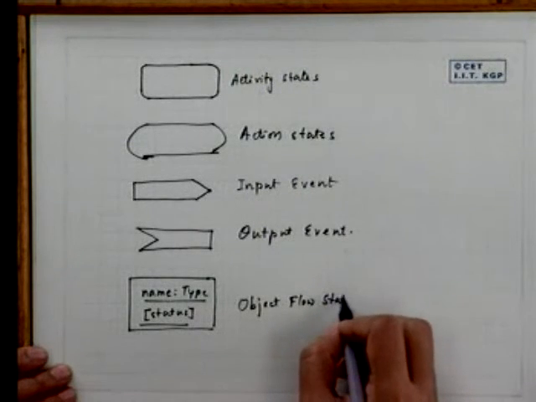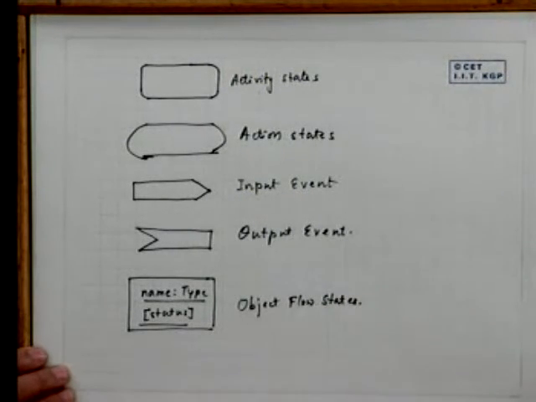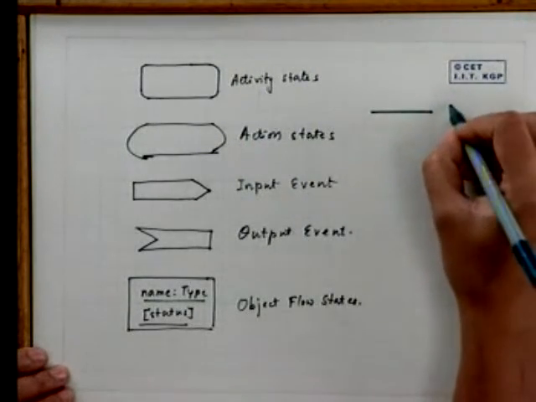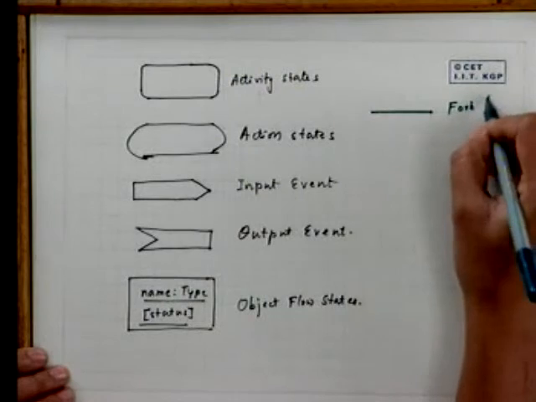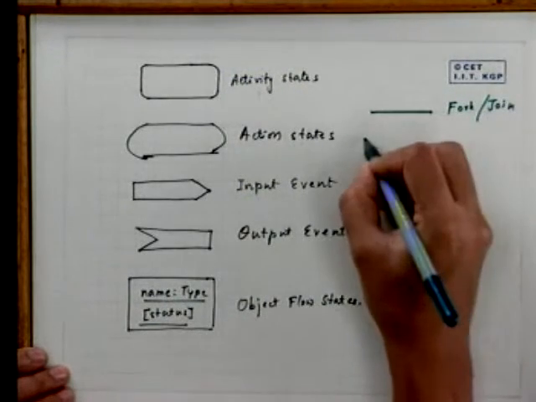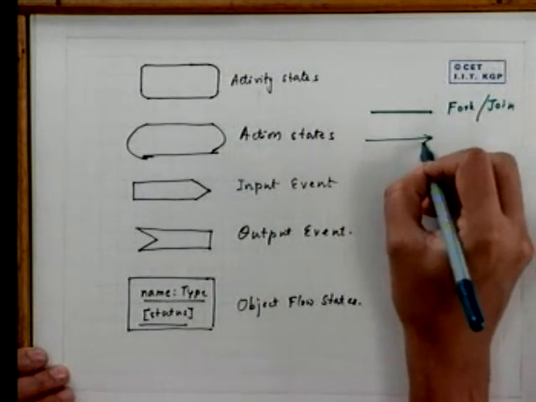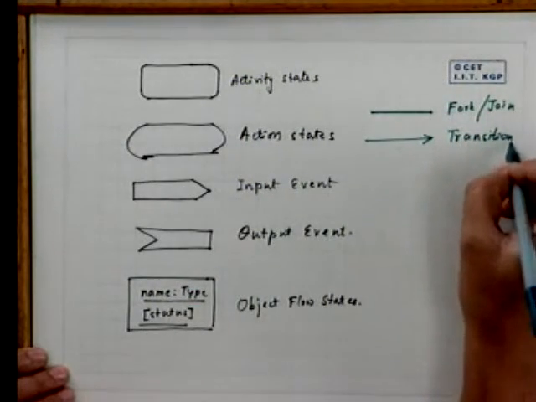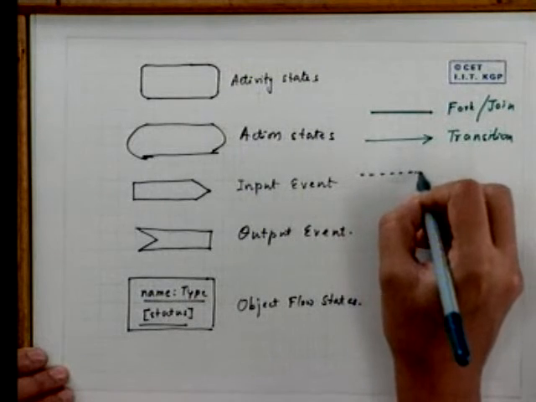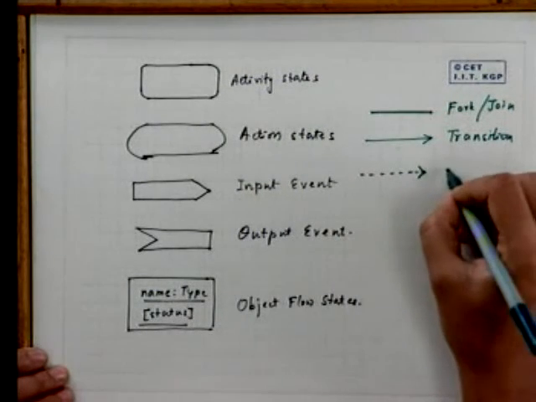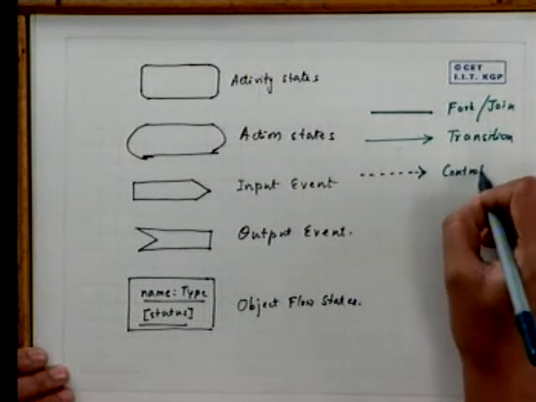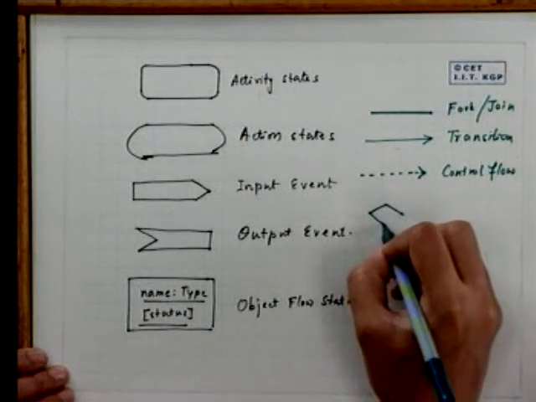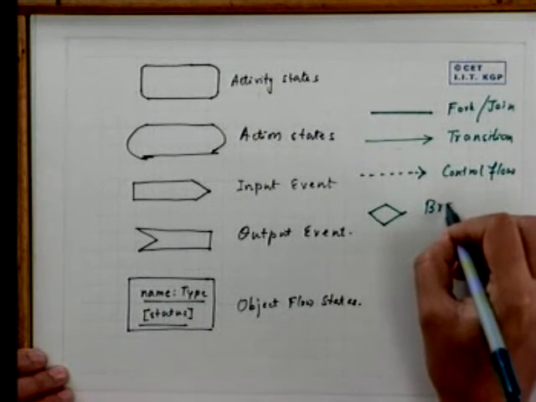Besides this, there are some other types of links in activity diagrams. This link denotes fork or join. This link denotes transition. This sort of dashed link denotes control flow, flow of control. And the diamond represents a branch or a merge.